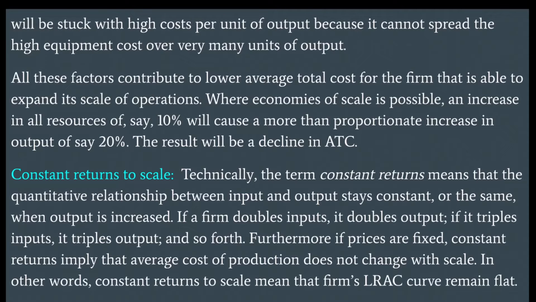Constant returns to scale. Technically, the term constant returns means that the quantitative relationship between input and output stays constant, or the same, when output is increased. If a firm doubles inputs, it doubles output. If it triples inputs, it triples output, and so forth. Furthermore, if prices are fixed, constant returns implies that average cost of production does not change with scale. In other words, constant returns to scale means that a firm's LRAC curve remains flat.